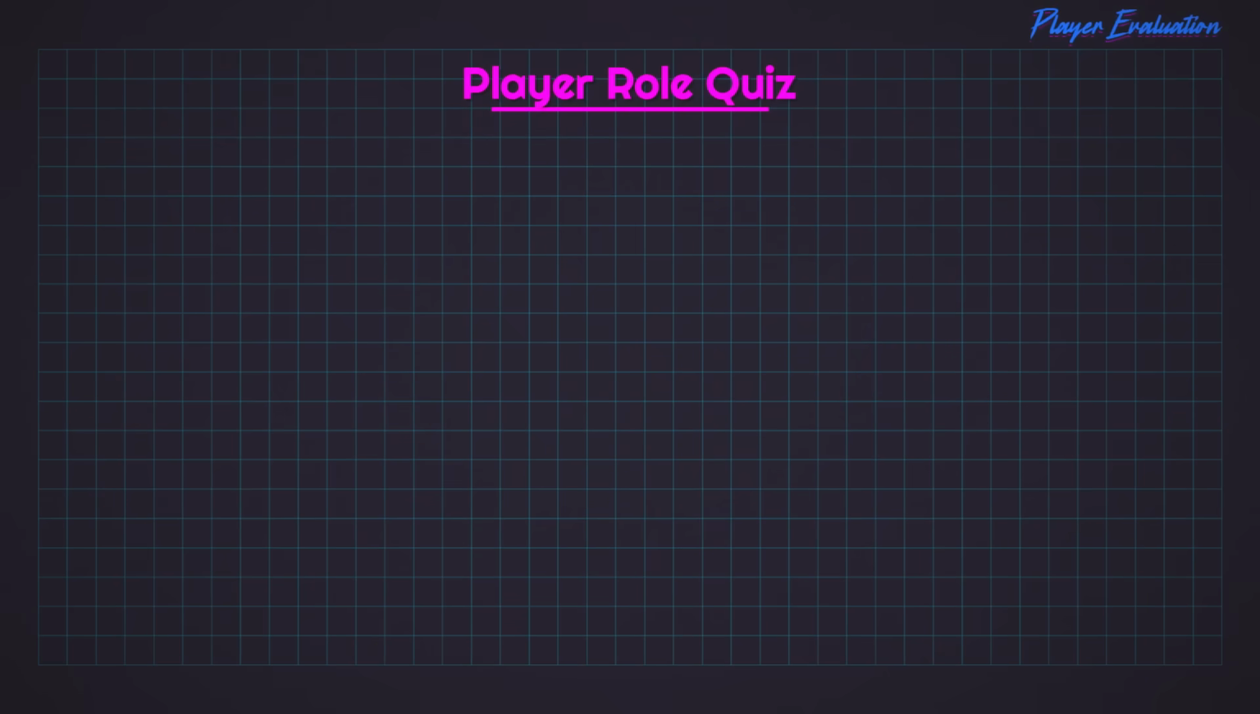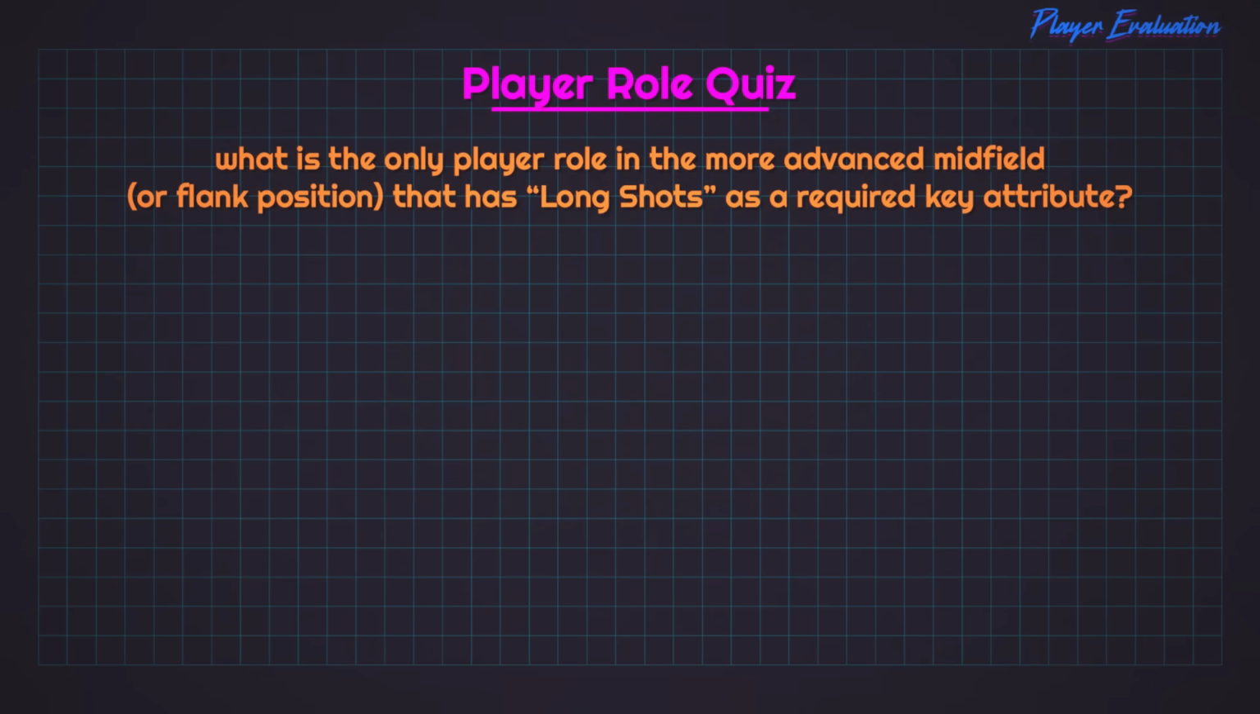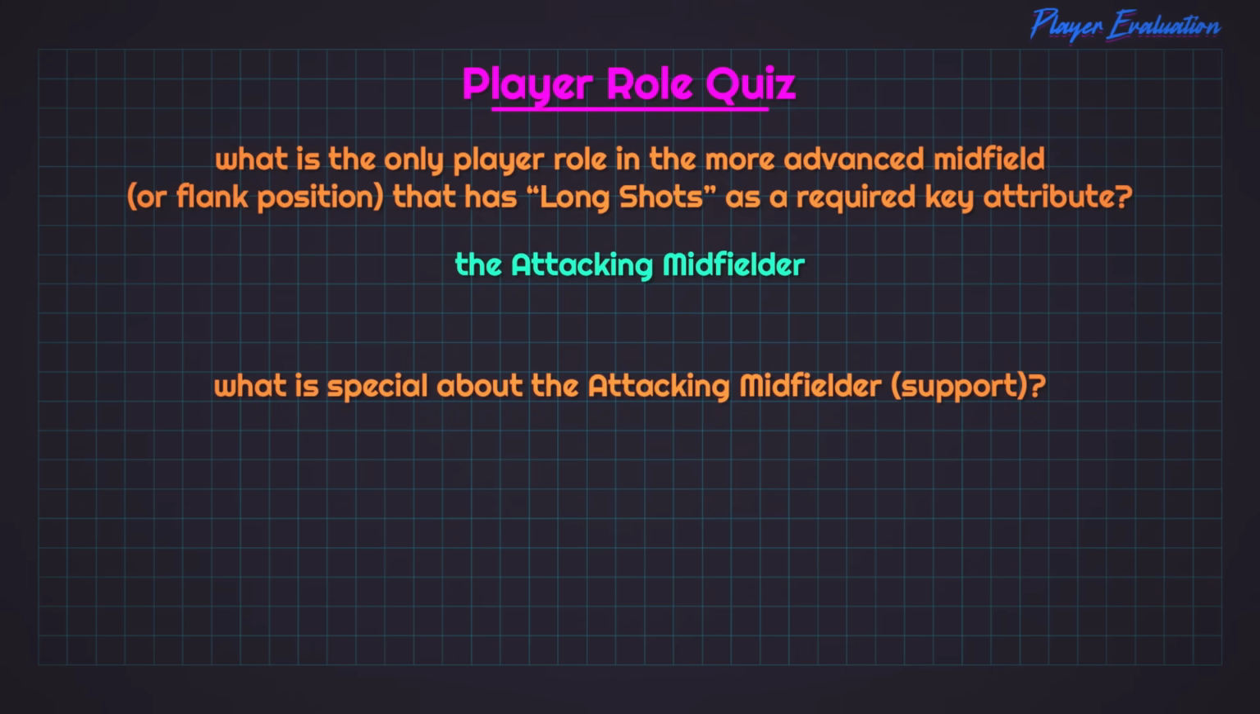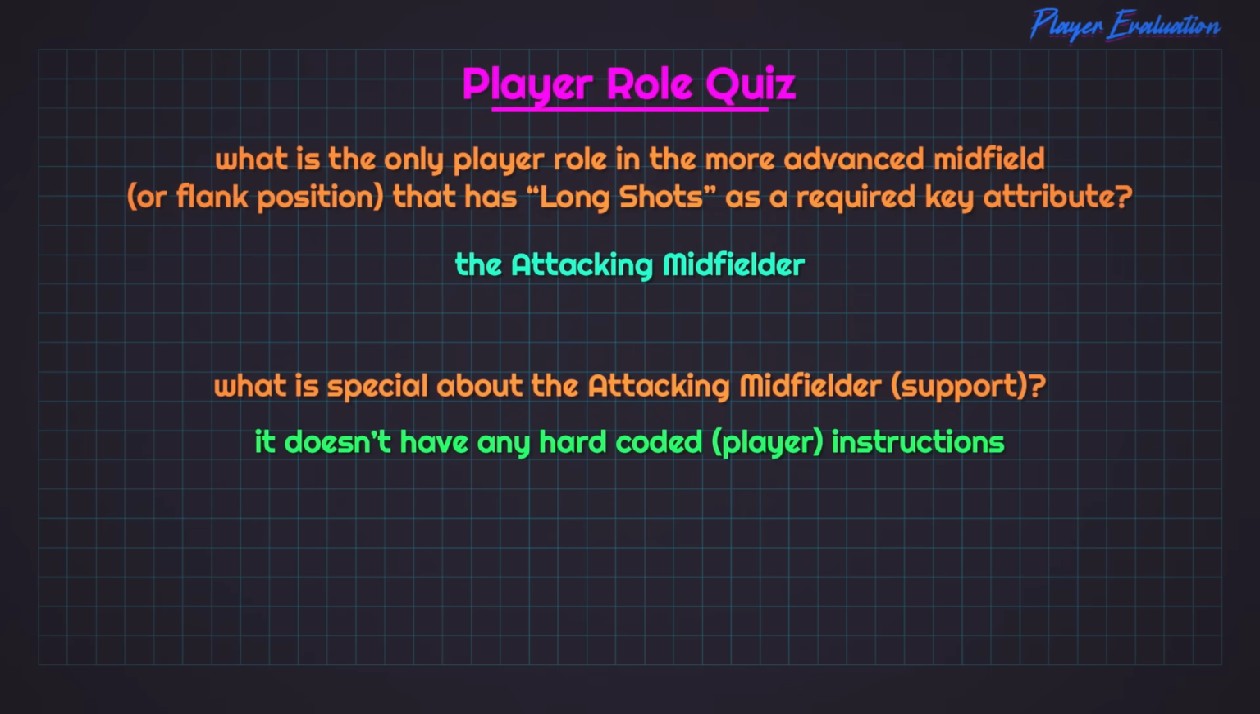And to figure out what player role best takes advantage of this, we need to bring back our player role quiz. For our question, what is the only player role in the more advanced midfield or flank position that has long shots as a required key attribute? The answer? The attacking midfielder, both on support and attack. However, as a bonus question, what is special about the attacking midfielder on support? It doesn't have any hard-coded instructions.